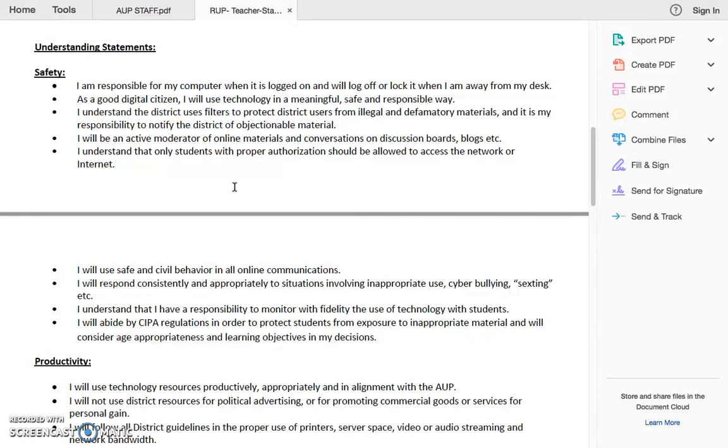The first one is safety, promoting good citizenship, understanding the district does use filters to prevent inappropriate materials as well as illegal materials, and it is the responsibility of staff to notify the district of any materials.